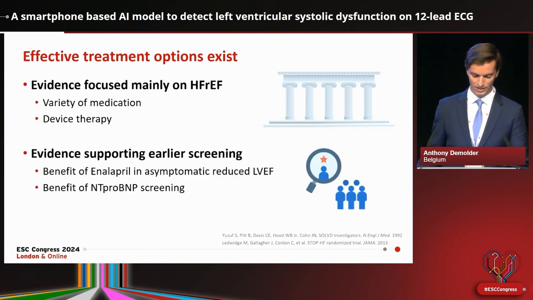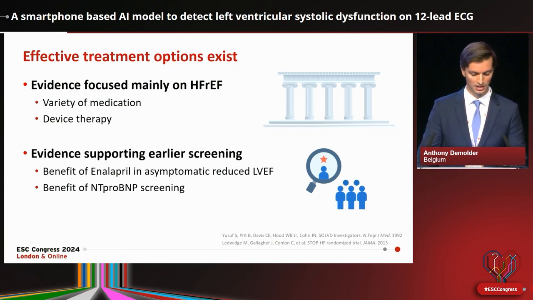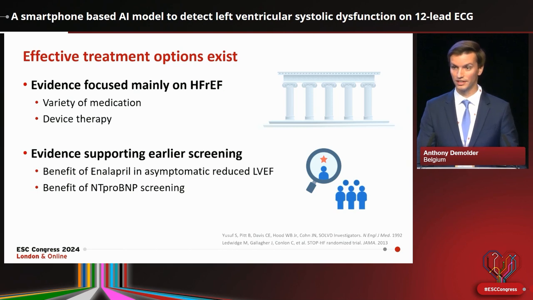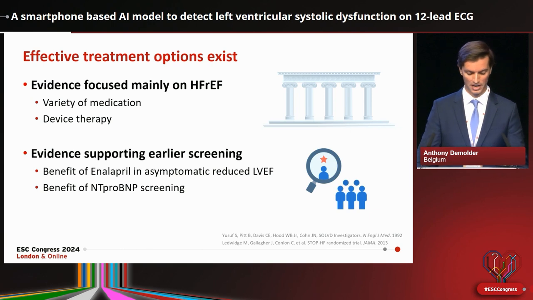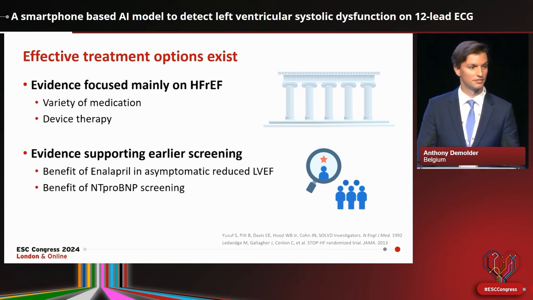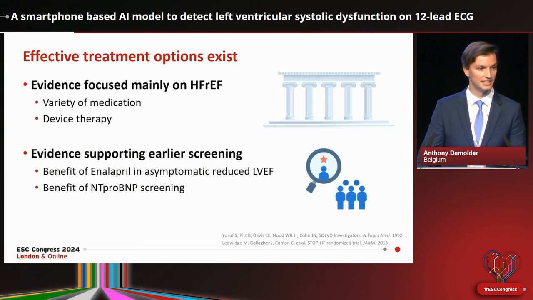And now, what's interesting is that there is also evidence supporting earlier screening of these patients. There was, for example, the SOLVD trial showing benefits of ACE inhibitors in asymptomatic reduced LVEF patients. There was also the STOP-HF randomized trial published in JAMA, where there was a benefit of using NT-proBNP as a screening tool. And they showed that there was benefit on hard endpoints in that study.